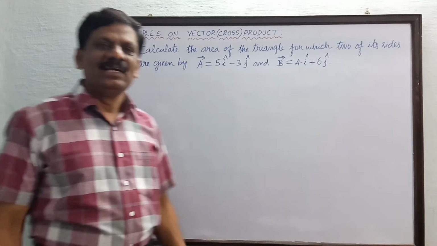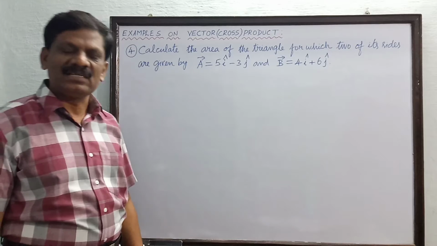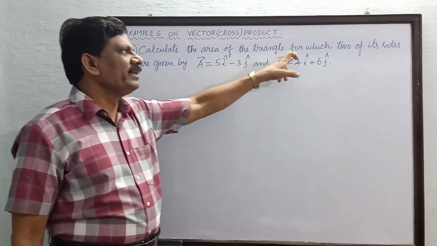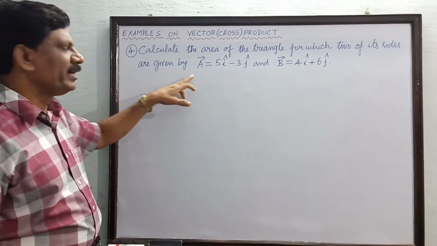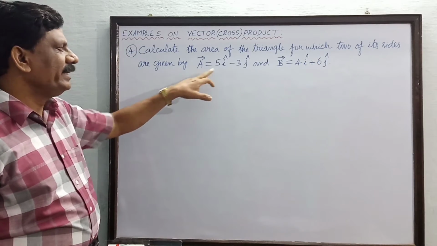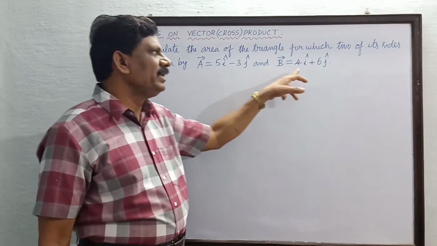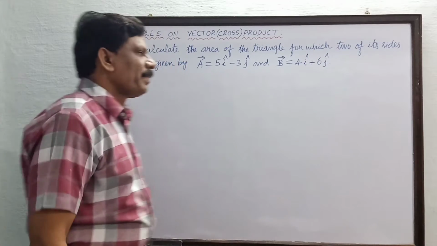Hi students, now example number 4 in a vector product or cross product. Calculate the area of a triangle for which two of its sides are given by the vectors A equal to 5i cap minus 3j cap and the vector B equal to 4i cap plus 6j cap.